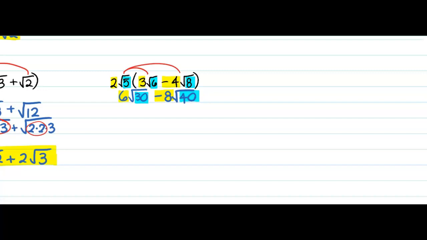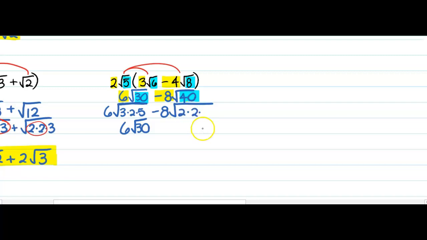Now, when I rewrite this with its prime factors, 30 is 3 times 2 times 5. Nothing can come out in pairs, so I simply keep it 6 radical 30. On the next one, 40 could be rewritten as 2 times 20, which is 2 times 10, which is 2 times 5. I do have a pair of 2's that can come out and multiply to that negative 8 that's already there. So that gives me negative 16 radical 10. And that is my final answer.